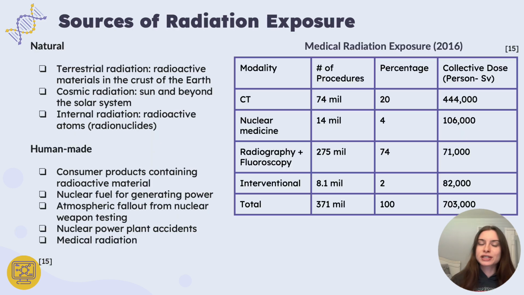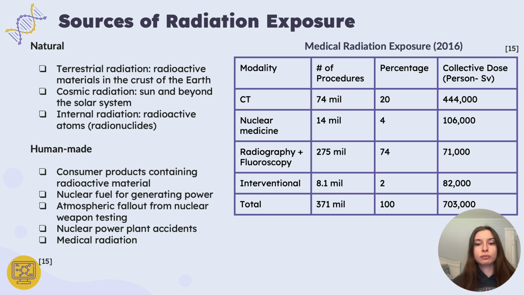Next we have sources of radiation exposure. Under natural, we have terrestrial radiation, which comes from the crust of the Earth, cosmic radiation from the sun and beyond the solar system, and internal radiation, which is radionuclides. And then for human-made, we have consumer products that contain radioactive materials, nuclear fuel, atmospheric fallout from nuclear weapon testing, nuclear power plant accidents, and medical radiation.